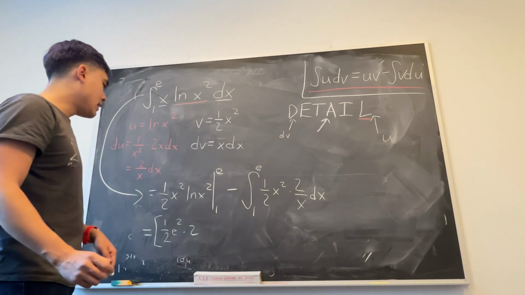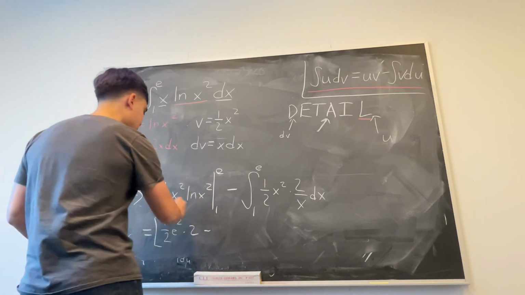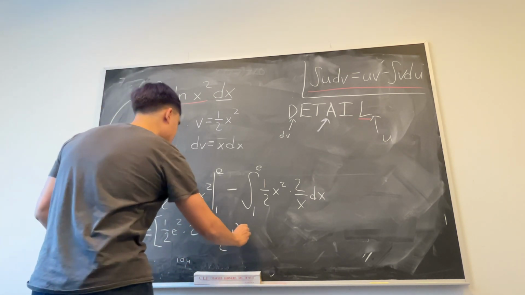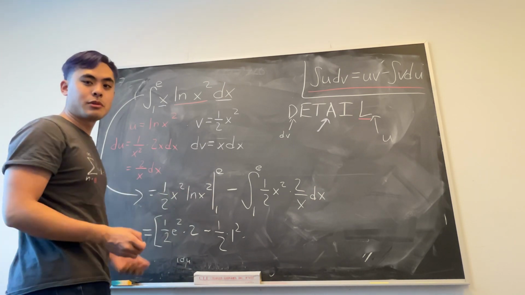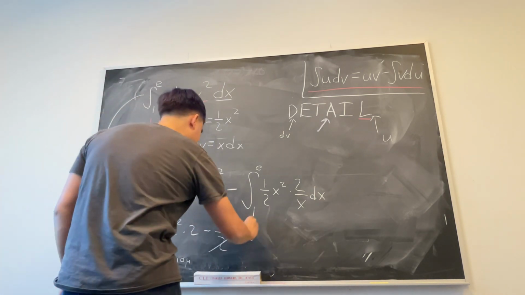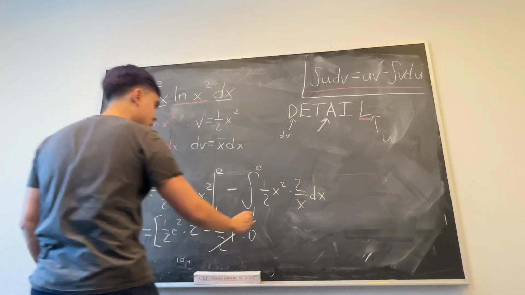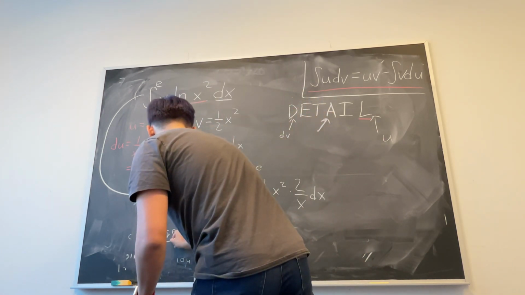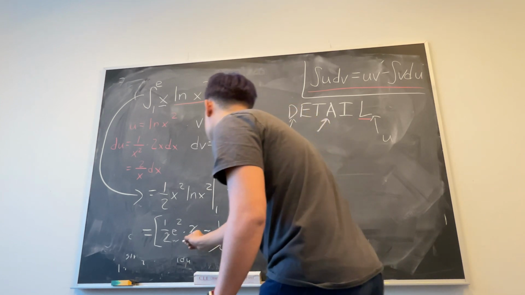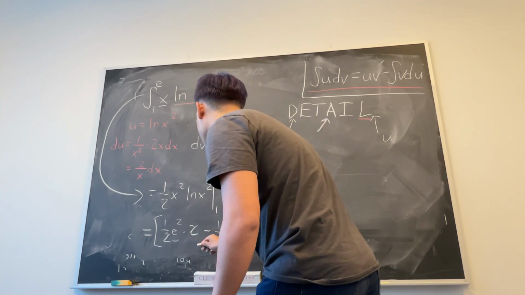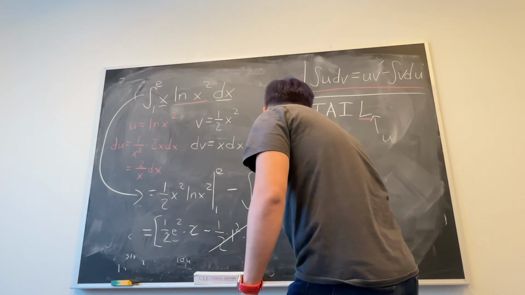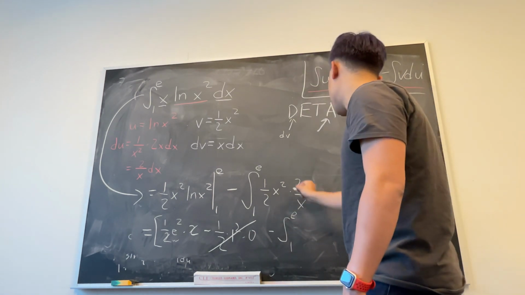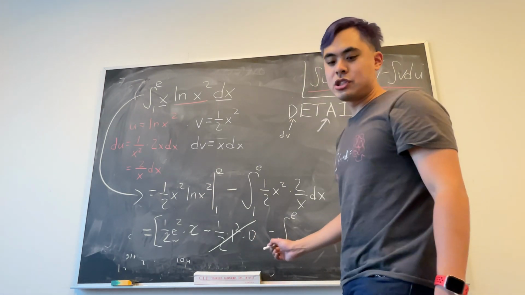And now when you're plugging in 1, what you get is minus 1/2 times 1 squared times, well, what's the logarithm of 1? The logarithm of 1 is 0. So this entire term goes to 0, and these two terms cancel out. So this thing ends up just being e squared. So I'm going to rewrite this all as just e squared minus the integral from 1 to e of, multiply this through, the 2's cancel out, and of course one of the x's cancels out. And so then you're left with just x dx.